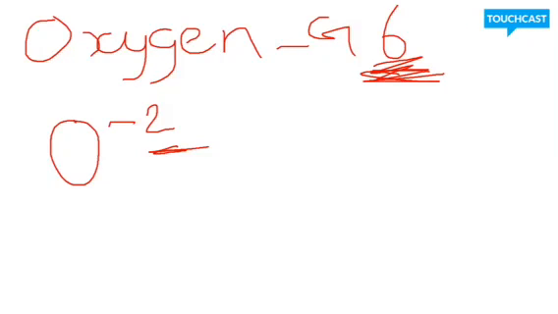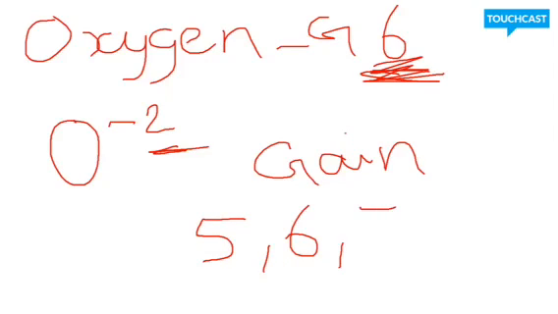Which elements gain electrons? Gain means it takes. So group 5, 6, and 7 gain electrons. Group 5 become -3 because they need 3 electrons to be happy. Group 6, they tend to become -2. And group 7 becomes -1. Group 7, they need 1 more electron, so they only gain 1 electron. Group 6, they need 2 electrons, and therefore they only gain 2.